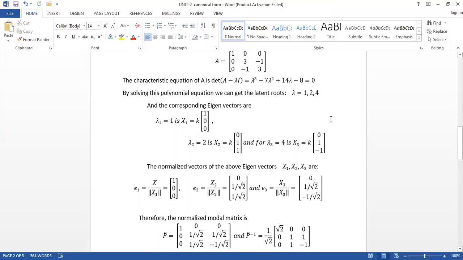And here one important note: all eigenvalues are distinct. 1, 2 and 4, all are distinct. So the corresponding eigenvectors are pairwise orthogonal. If you take x1 and x2, they are pairwise orthogonal. Pairwise orthogonal means x1 transpose x2 equals 0 or x2 transpose x1 equals 0. So 1 into 0, 0 into 1, 0 into 0. And similarly, x2 and x3 are also pairwise orthogonal because the roots are distinct. If the roots are distinct, the corresponding eigenvectors are pairwise orthogonal.